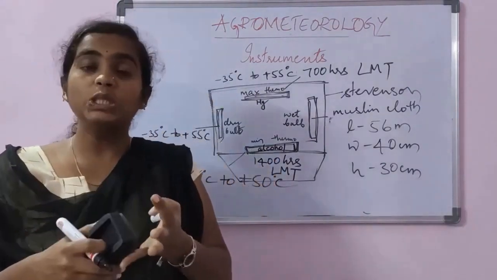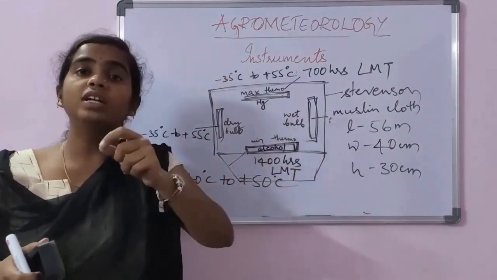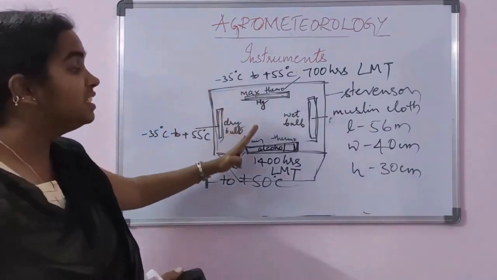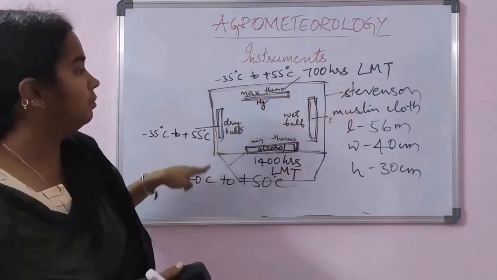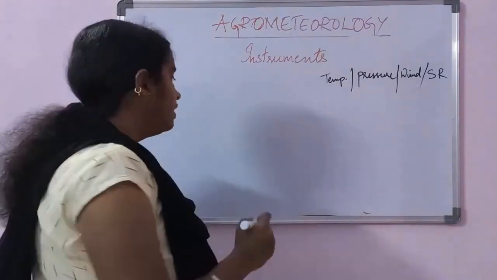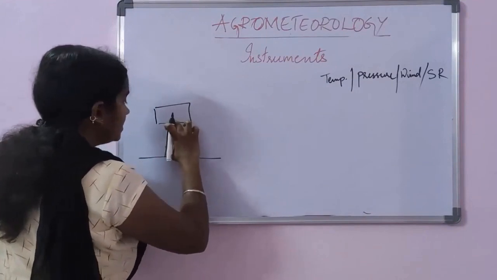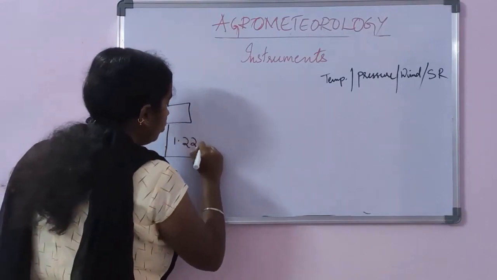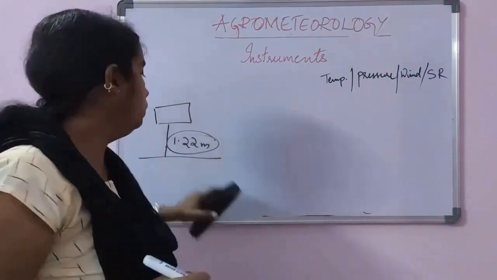As I have told you, the place where the thermometer is placed, what the thermometer contains and the range of temperature it measures are really important. As I have told you, the Stevenson screen will be faced north. The screen should be placed above the ground surface, and the distance between the ground surface and the Stevenson screen should be 1.22 meter. This distance is very important that you have to remember.